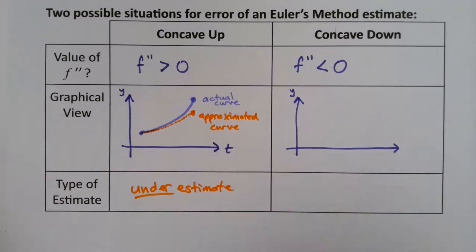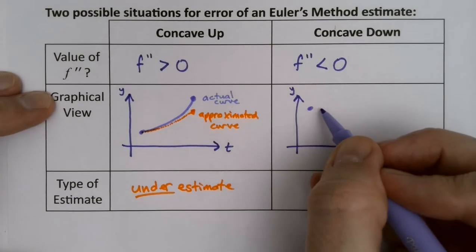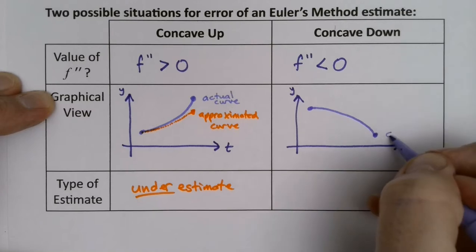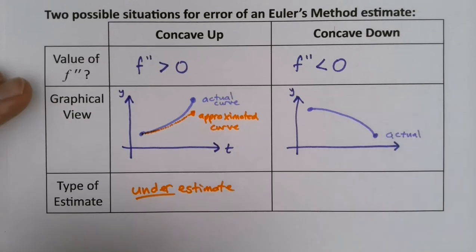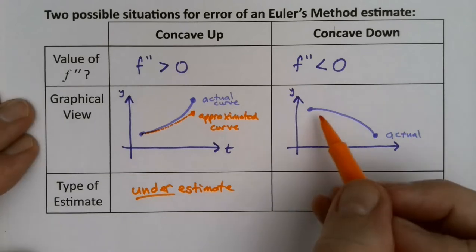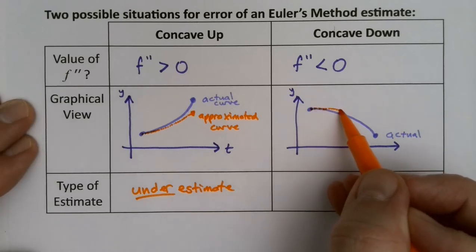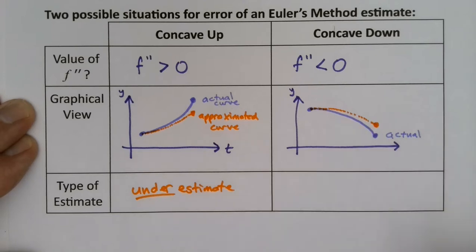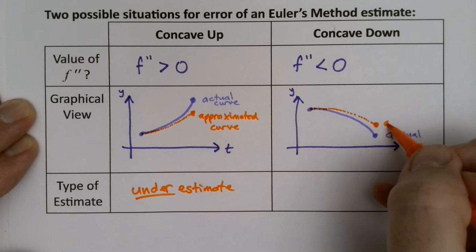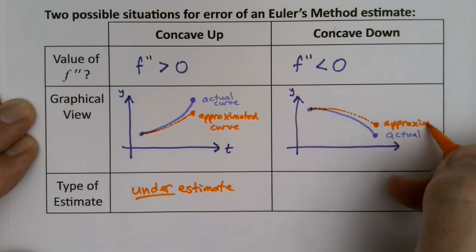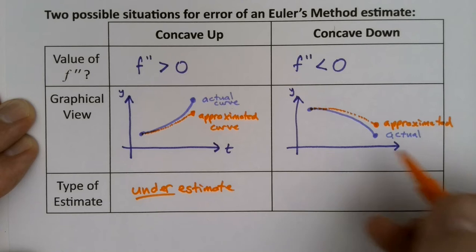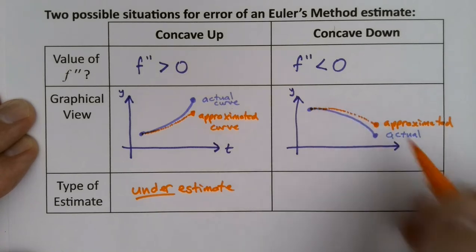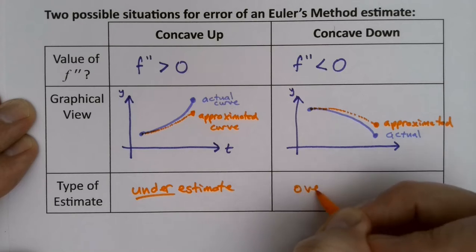But what happens with concave down? Well, kind of the opposite, as you might imagine. If you have a curve that's concave down, looks something like this, and that's your actual, then your approximated is always going to be slightly underdoing it, right? It doesn't quite curve nearly as fast or as much as the actual curve. So our approximated curve in this case is always underwhelming, but yet this is always going to be above the actual curve, and so we call that an overestimate.